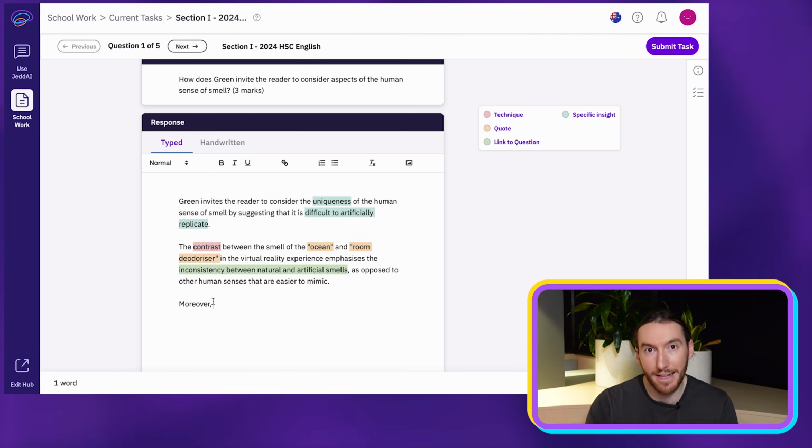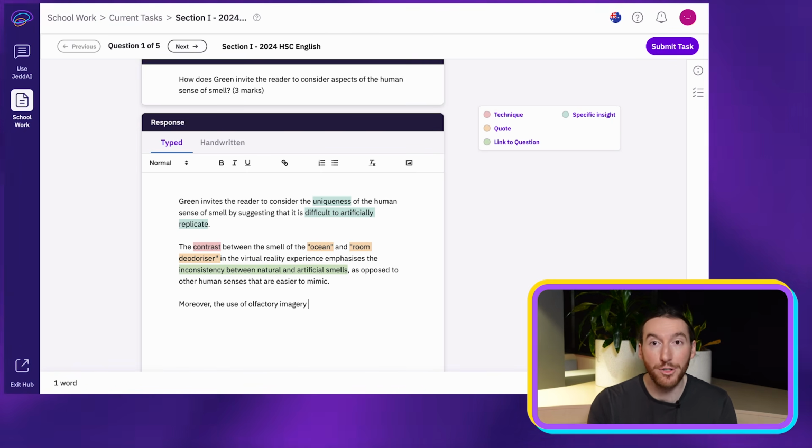A simple sentence starter like moreover, then you can go straight back into the technique. I always start with the technique because it forces you to get straight into the analysis versus storytelling and describing and waffling on, wasting time and not getting marks. So let's get straight to it. Moreover, the use of, if you don't want to just say the technique, the use of olfactory imagery. And olfactory imagery, as we said, is imagery to do with smell.